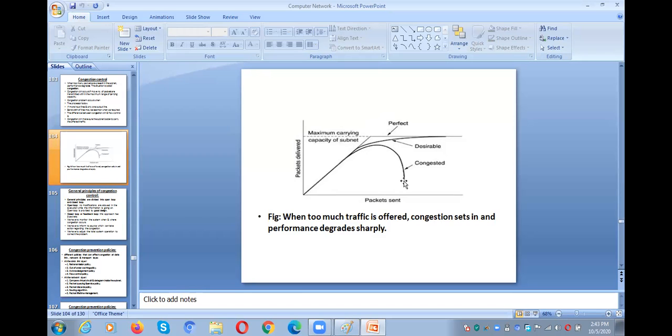reduced because of collision. Initially you are sending one packet, okay, successful. You increase it to 2, you increase it to 4, you increase it to 8, you increase it to 16. Likewise, you are increasing the number of packets in a network. So at some point, what happened? These packets might collide with the other packets. So there will be a congestion.